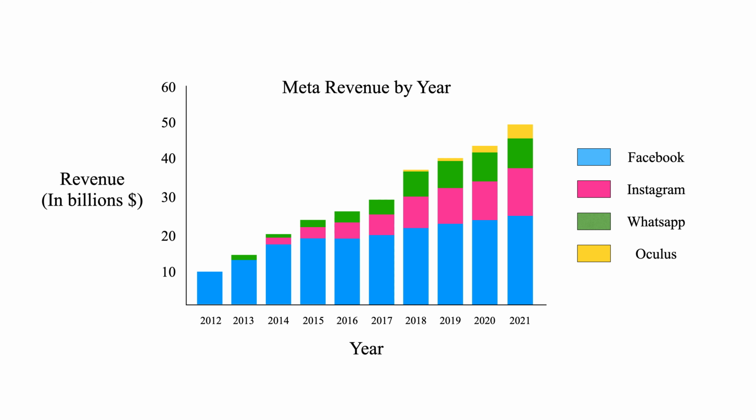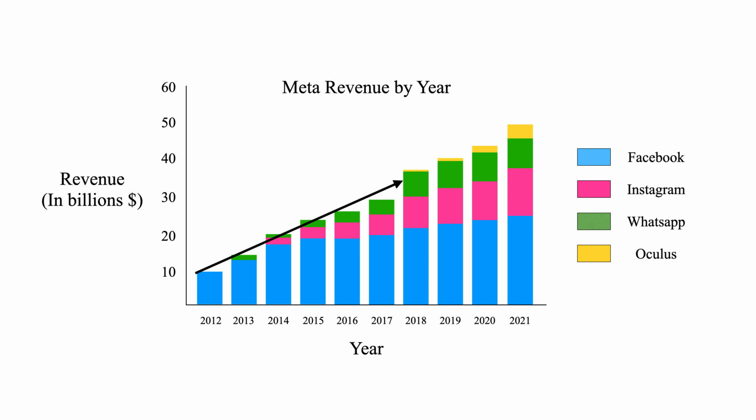If you look at that legend over there, Facebook ad revenue is in blue, and that's like Facebook.com. Instagram is in pink. WhatsApp is in green, and Oculus is in yellow. So let's take a look at all these. In 2012, Facebook is the only revenue they have. And in 2021, they now have 4 segments of revenue.